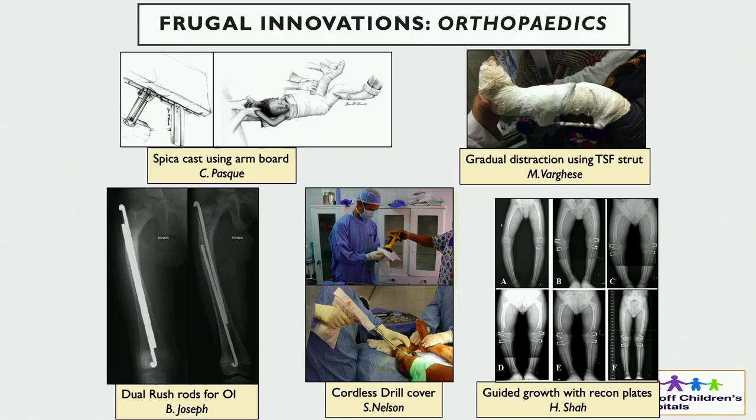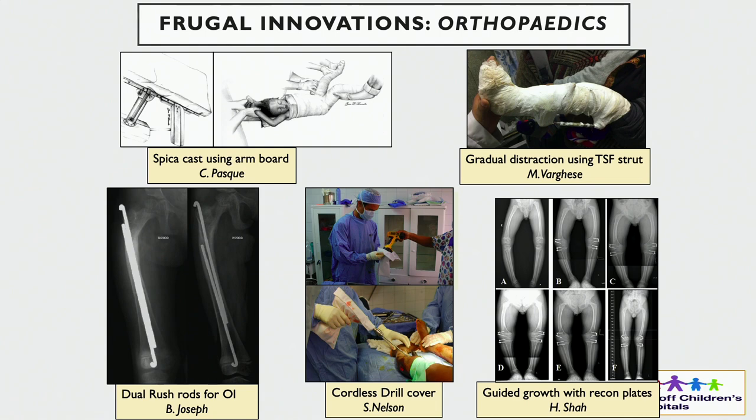So how does that relate to orthopedics? We have these techniques all the time, and you don't have to go to a low or middle income country. This first paper was from a military surgeon in Virginia, where you're using the arm board as a spica cast table to put a spica cast on a kid.